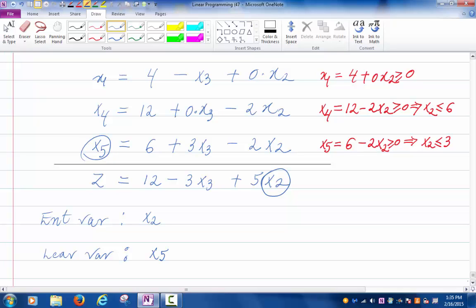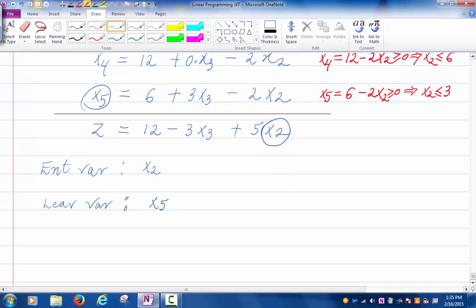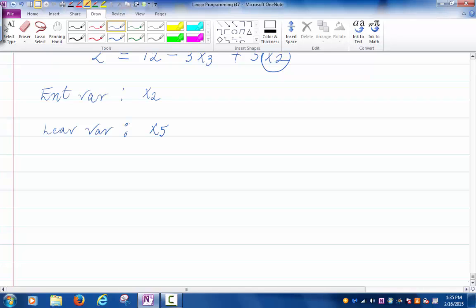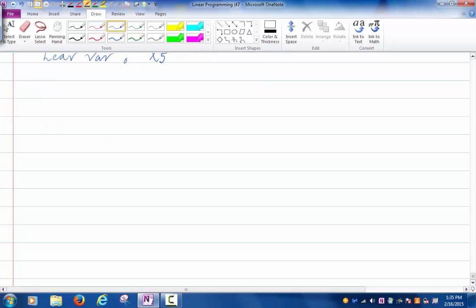Go to the equation for the leaving variable, solve for the entering, and then put the value of the entering in the other equations. Right? So if I do that, do you want me to show you the details of that, or is it okay if I write down just the dictionary?